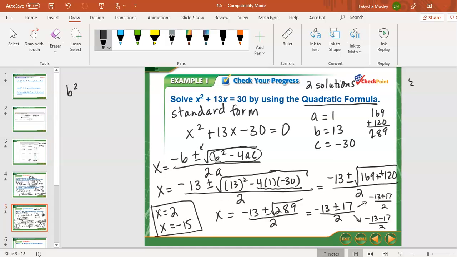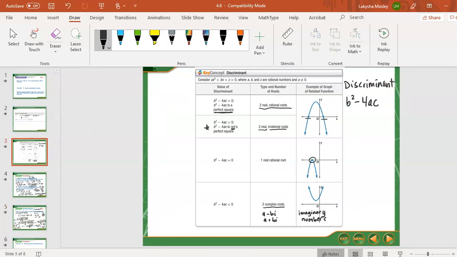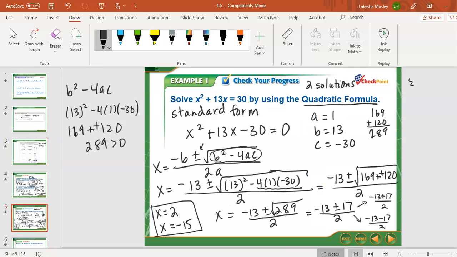So I'm going to do b squared minus 4ac. My b was 13 squared, 4a. My c was negative 30. Alright, so I got 169 minus 120, because that's what I got in my math. See that there? And that right there is that 289, which is greater than 0, which again, you go back to that slide. 289, that first one, is a perfect square. So because that's a perfect square, I would have known it was 2 real rational zeros, or roots. Alright? Everybody good on that one.